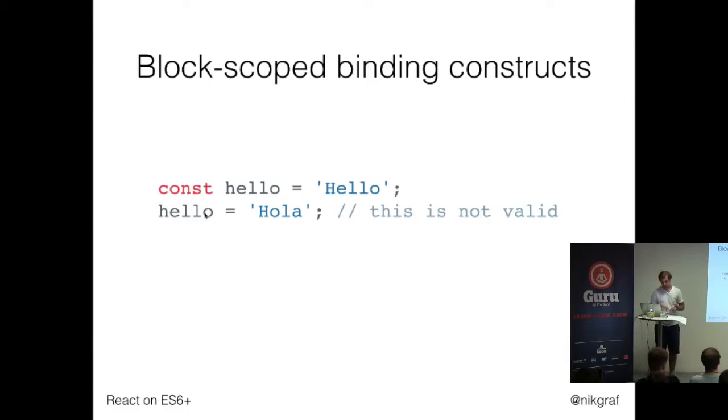There's one point I should add. It's only for reassigning. It is not automatically immutability. So if you have, for example, an object here, and there's a property in that object, you cannot reassign a new object to this, but you can still change properties in that object.